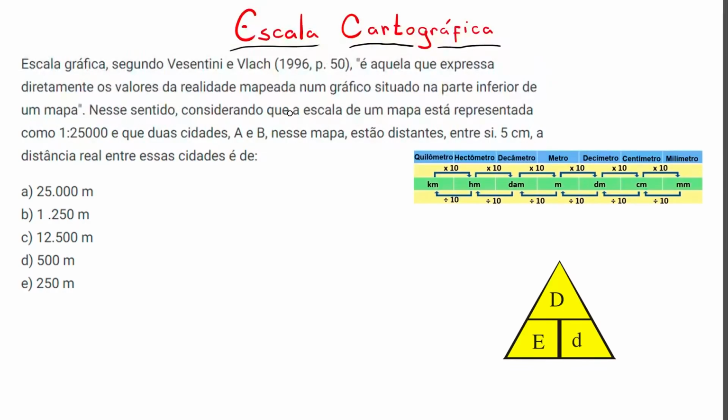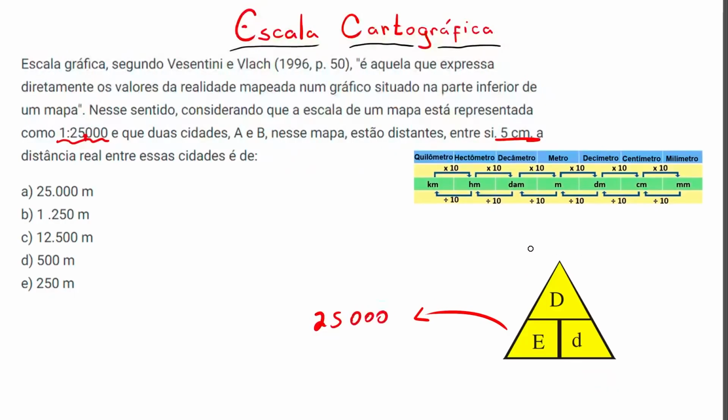In this sense, considering that the scale of a map is represented as... So, here I already have the scale. He gave me the scale. And that two cities, A and B, on this map are 5 centimeters apart from each other. The real distance between these cities is... So, what values did he give me here? He gave me the scale, right? Which is 1 to 25,000. Look at that. Scale 1 to 25,000.